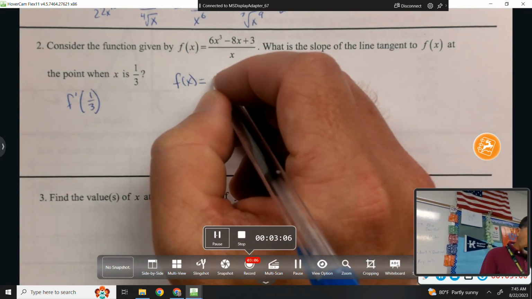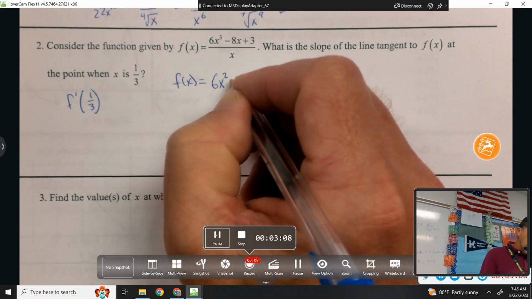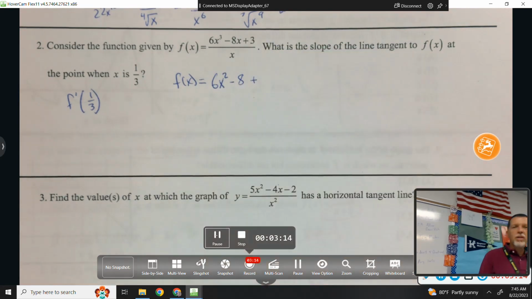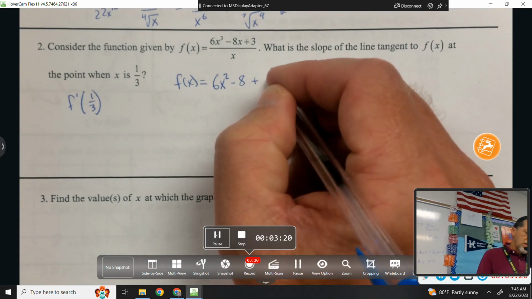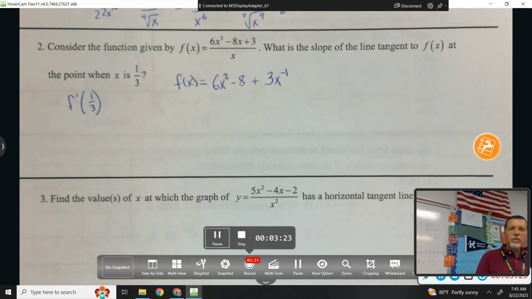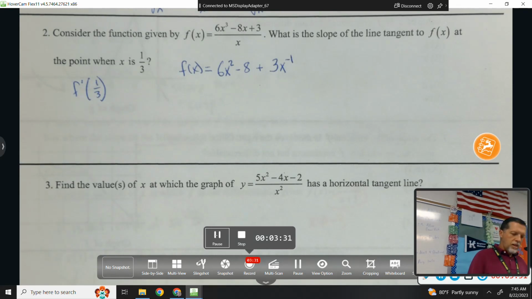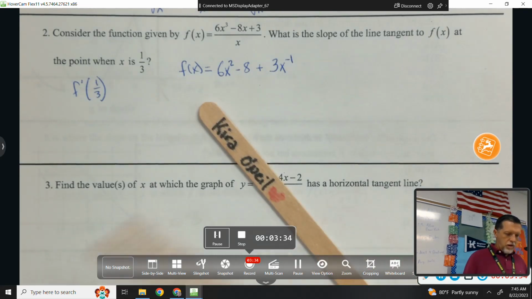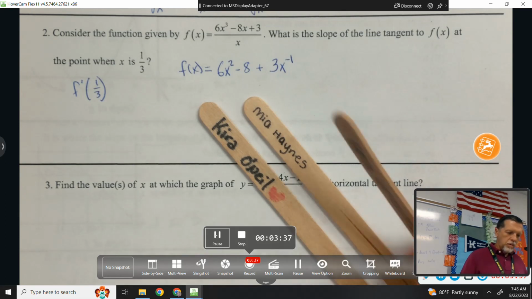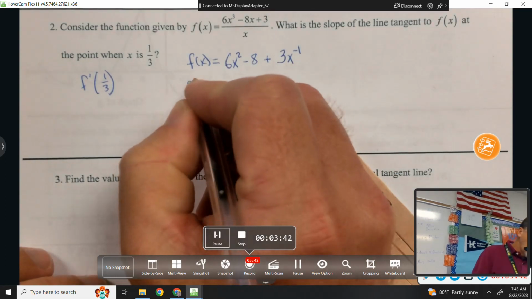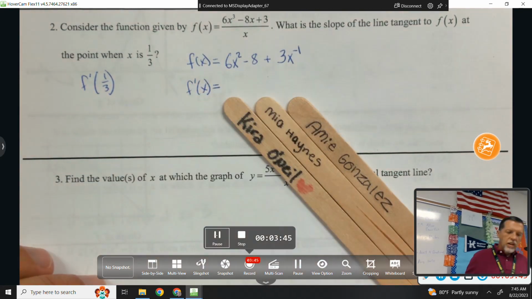Let's divide each of those by x. 6x squared minus 8 plus, how do I divide 3 by x and end up with an exponent? Yeah, 3x to the negative 1. And again, we really wouldn't like that format, but it's the format that allows us to take a derivative. So I'm not even going to press pause on the recording before I ask for these, because I think they're easy enough.